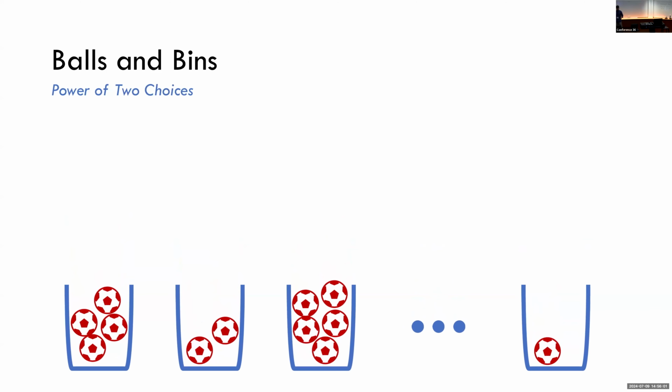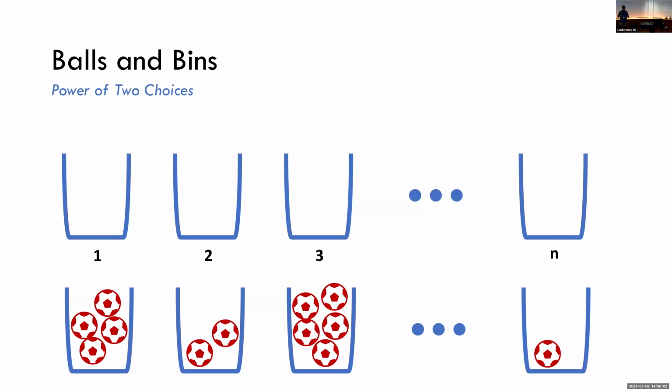Now consider a second experiment where again I have n bins, but now I sample uniformly at random 2 bins, and I'm going to insert the ball into the bin that has received the fewest balls up until that specific point in time. So now let's say that uniformly at random I sample bins 2 and 3. I'm going to insert the ball at bin 2 since 3 has already received one.